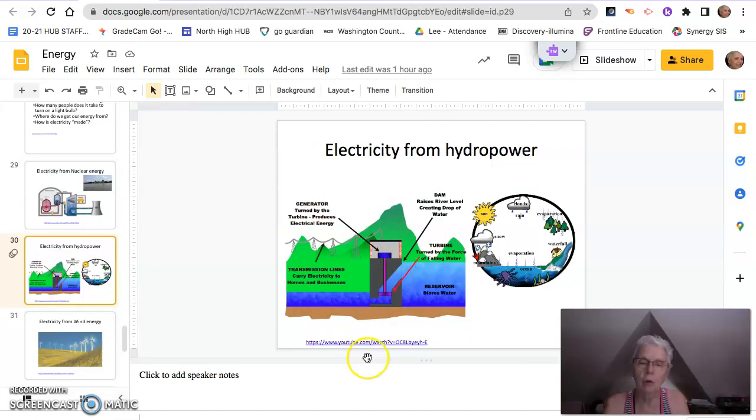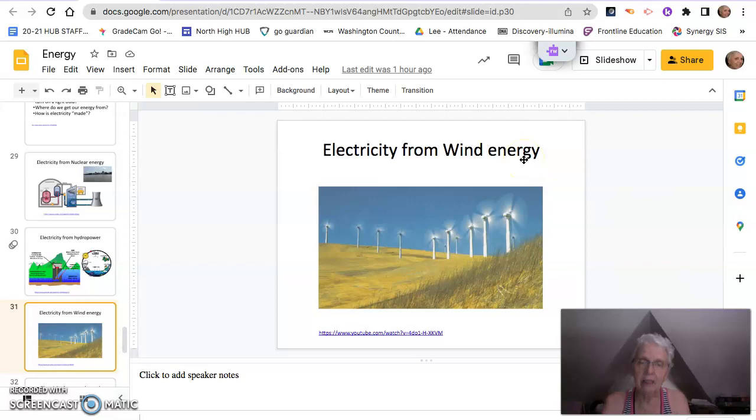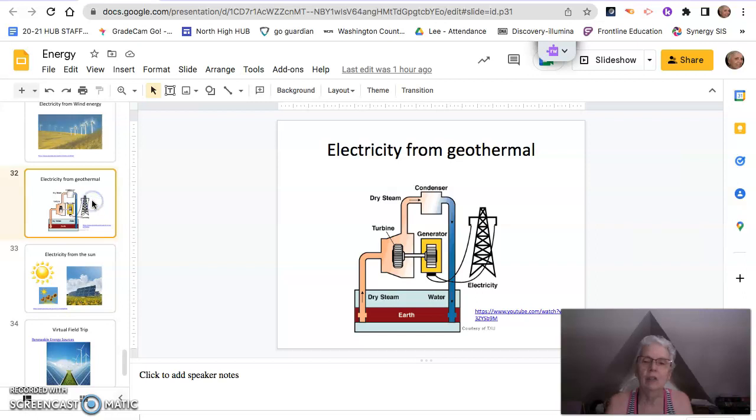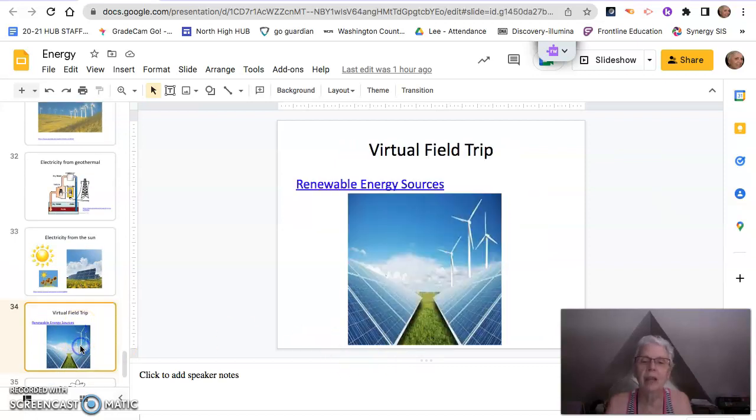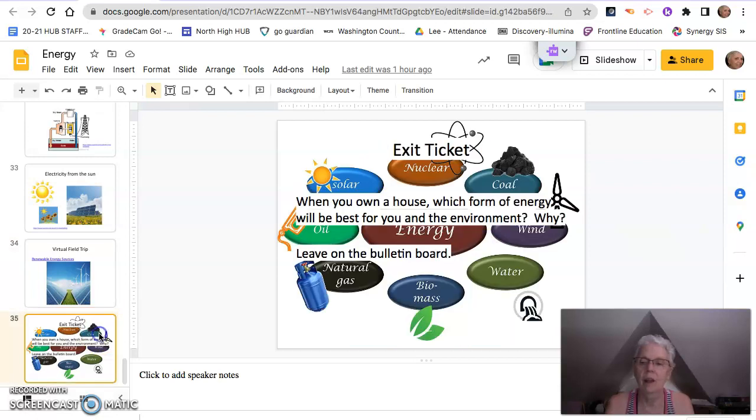Electricity from hydropower, another video on how that happens. Electricity from wind energy, another video on how that happens. Electricity from geothermal, with another video. Electricity from the sun, with another video. And then we're going to take a virtual field trip on renewable energy sources. Our exit ticket for this part is, when you own a house, which form of energy will be best for you and the environment? Why?